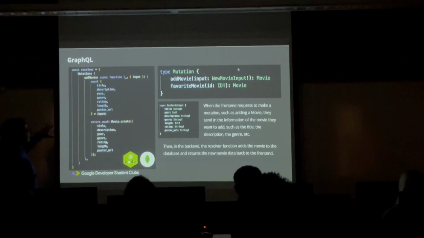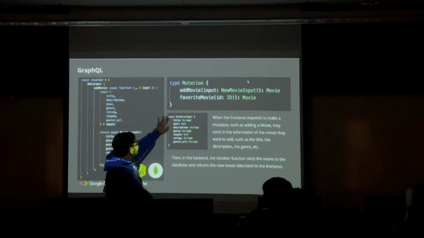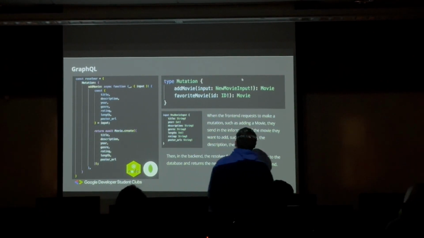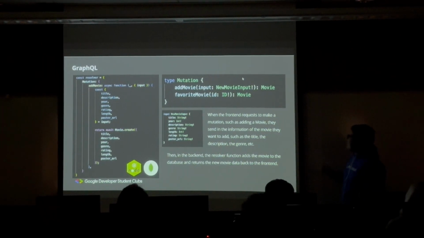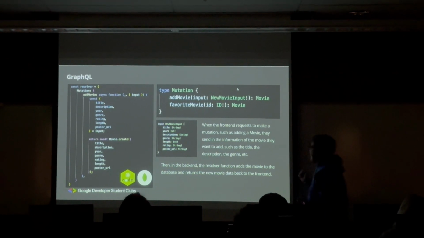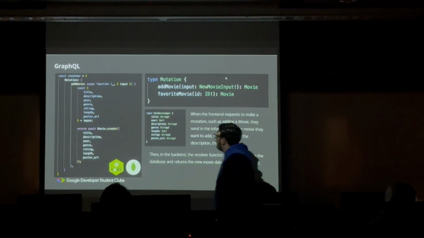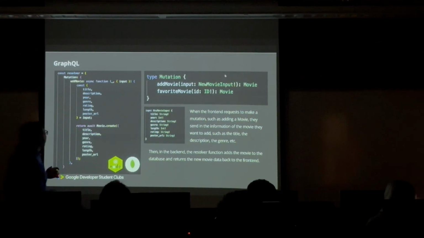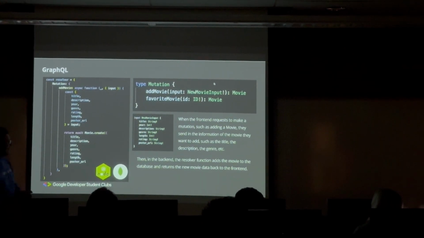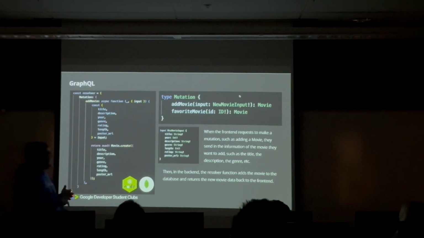We got here an example with the resolver, the mutation type, and something a little extra. And I'll explain to you what this input is. It's another type of thing. So when the front end requests to make a mutation, like in this example, it's adding a movie, they send the information of the movie they want to add, such as the title, description, genre, the length, and everything. So I want to add a new movie. I'm going to tell the API the movie's called this, Shrek. It was released in 2001. It's PG and all that.